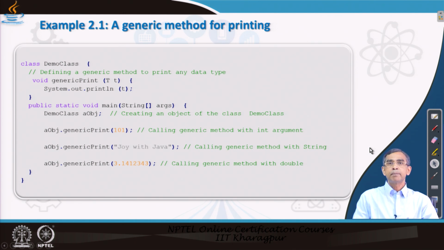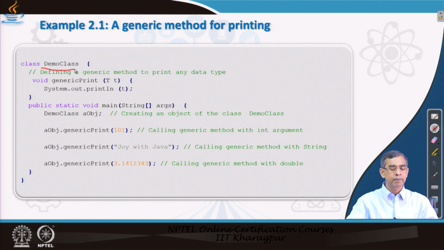Now, here is a very simple program for the first timers. I want to show how a method can be made generic. The name of the class I have given is DemoClass. It basically declares one method, a very simple method, and at first look it is a generic method in our case.